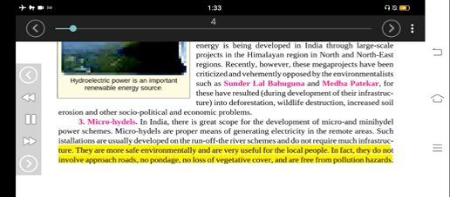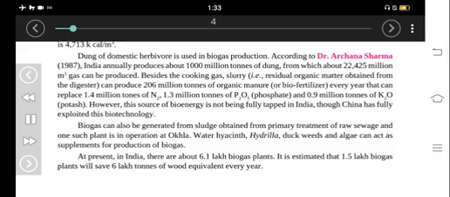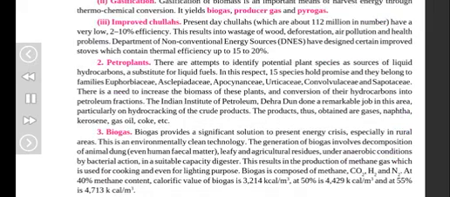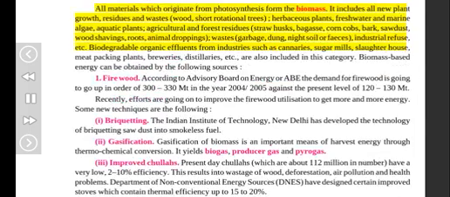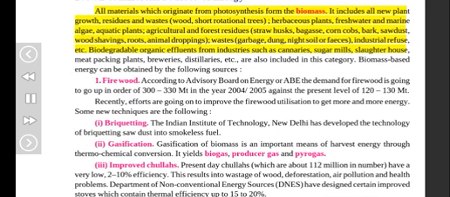B. Non-commercial sources of energy. All materials which originate from photosynthesis form the biomass. It includes all new plant growth, residues and wastes, wood, short rotational trees, herbaceous plants, freshwater and marine algae, aquatic plants, agricultural and forest residues, straw husks, bagasse, corn cobs, bark, sawdust, wood shavings, roots, animal droppings, wastes, garbage, dung, night soil or feces, industrial refuse, etc. Biodegradable organic effluents from industries such as canneries, sugar mills, slaughterhouse, meat packing plants, breweries, distilleries, etc. are also included in this category.